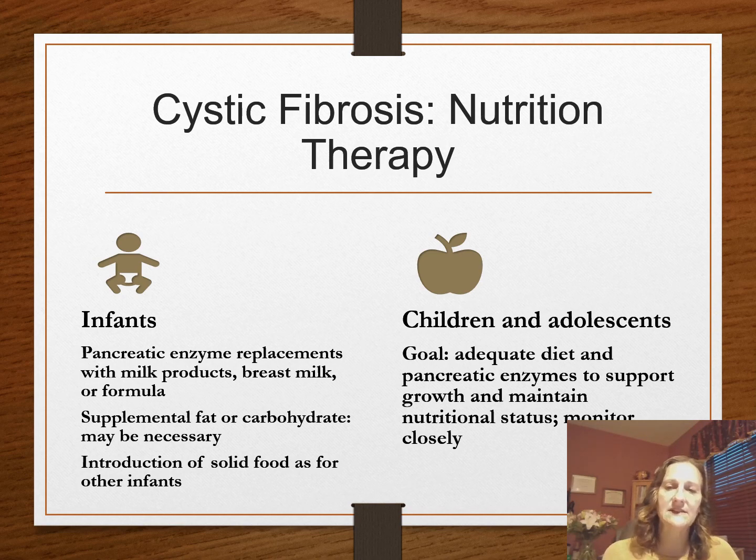In infants, if they're diagnosed early on, we have to provide those pancreatic enzyme replacements, especially if they're on breast milk or formula feeding, or if they then go to cow's milk. And that's typically the only other change in children and adolescents. It's difficult for them to gain weight, so we have to monitor their nutrition status very closely. Typically, they're on a really high calorie, high protein diet. We provide the pancreatic enzymes to support growth and help to maintain their nutrition status.